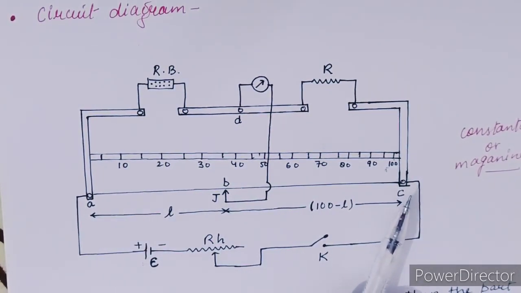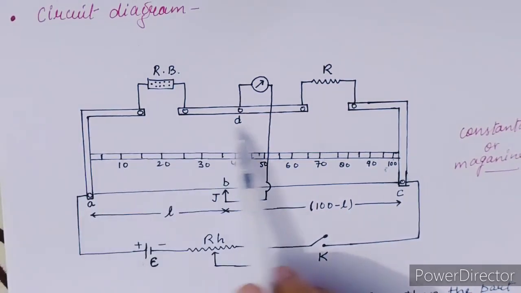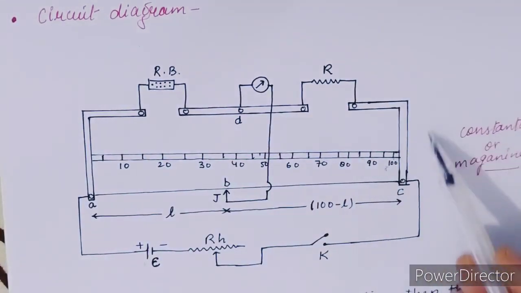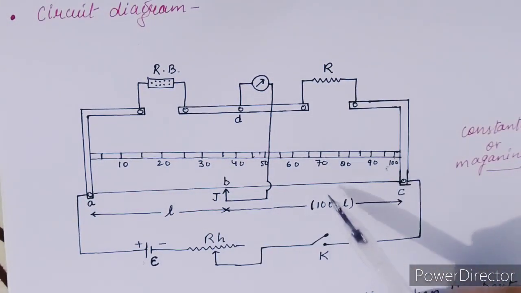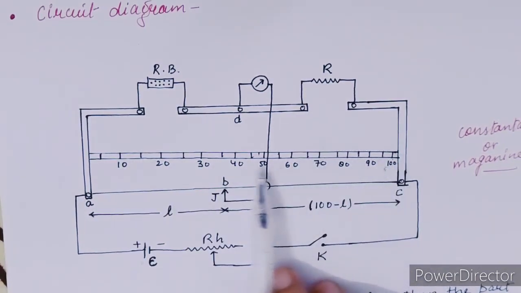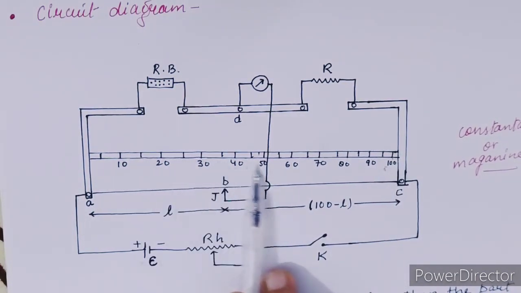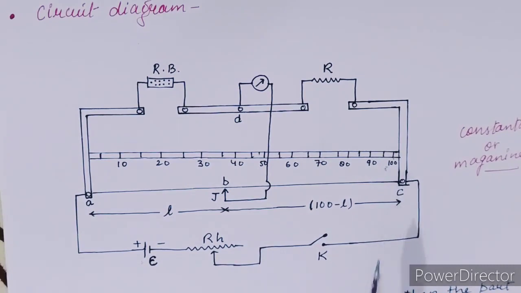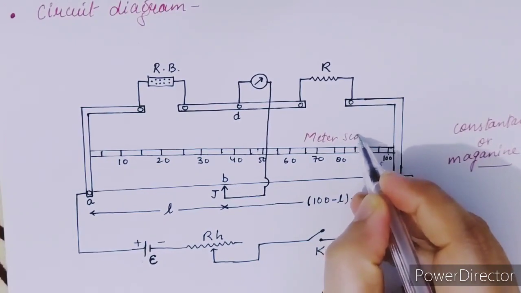Clear? Now a 1 meter scale is also fixed over a wooden board. This entire setup has been set up on a wooden board, from here to here. This is already set up. So a 1 meter scale is fixed over the wooden board along the length of the wire. The wire is 1 meter, and the scale is also 1 meter, meaning 100 centimeters. This scale is in centimeters. This is your meter scale.